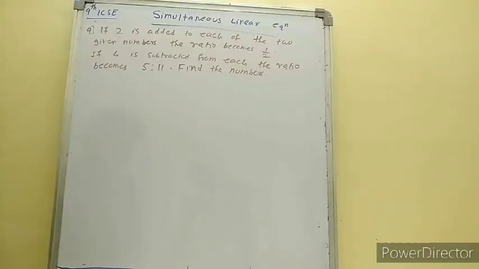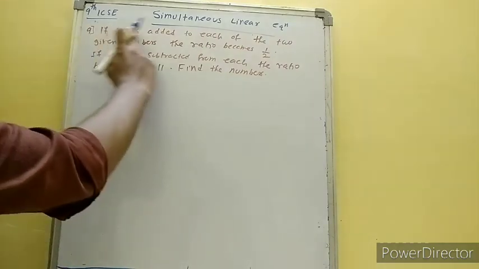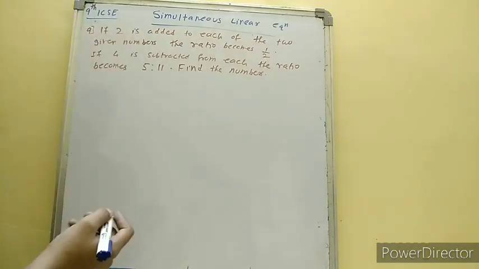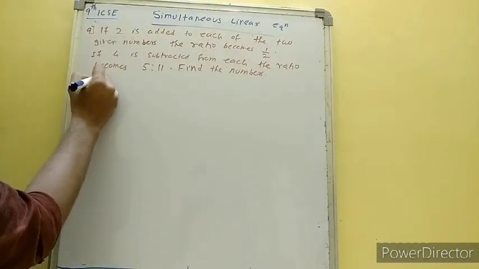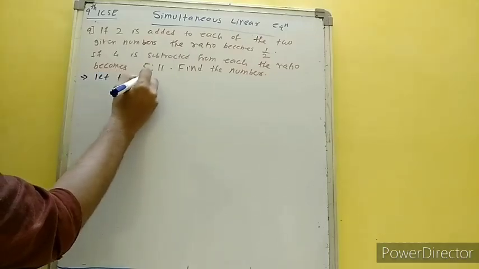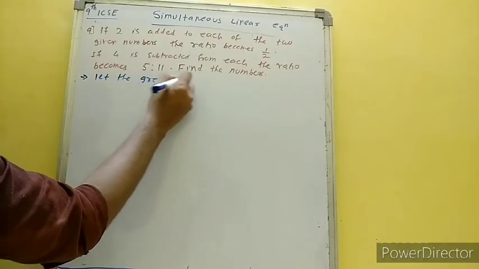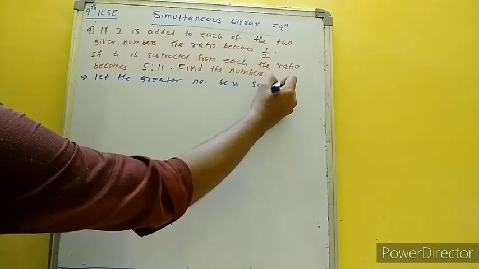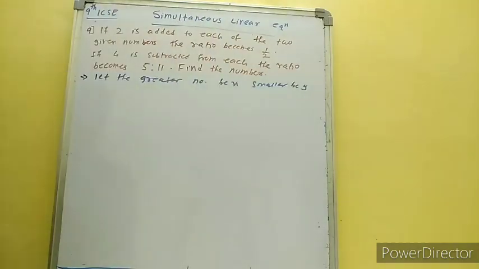In the earlier lecture we have seen the 8th question of the simultaneous linear equations. We will start with the 9th one. This question is also related to numbers. Let the greater number be x and the smaller number be y.